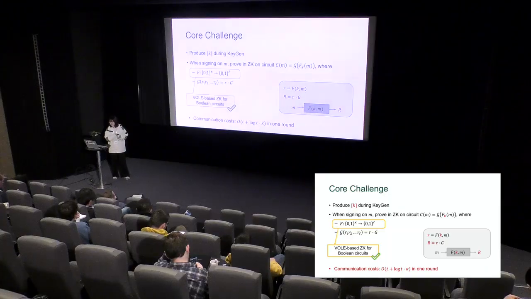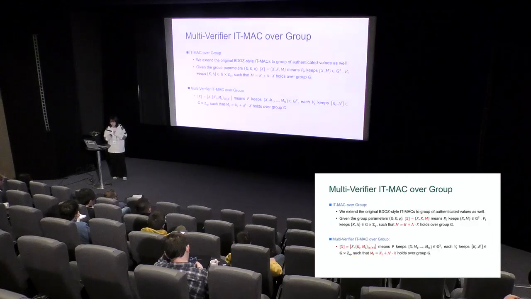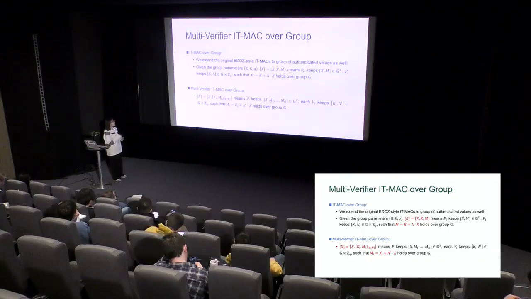Okay, let's see the second part. In this part, we need to prove the circuit G, which is the exponentiation or elliptic curve multiplication. So we still extend the information theoretical MAC to the group. It's all the same, except the operations are performed over the group and the integer operations are performed modulo the order q.